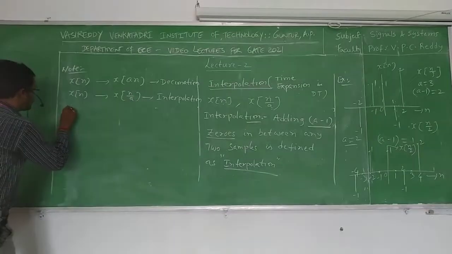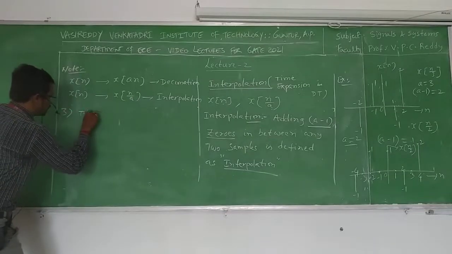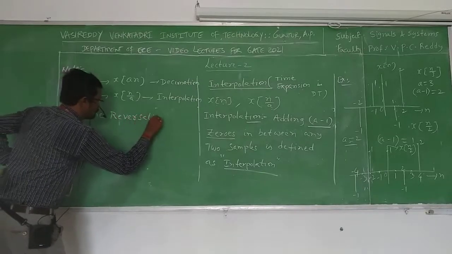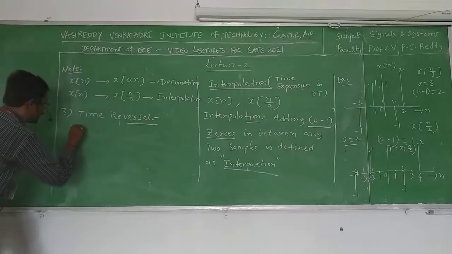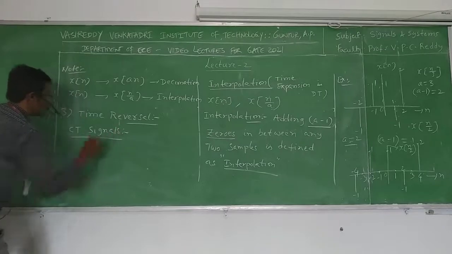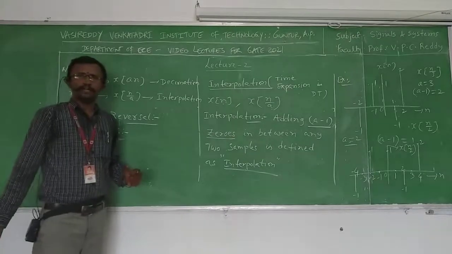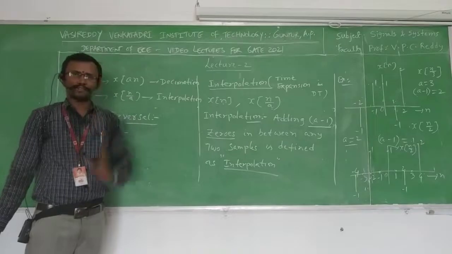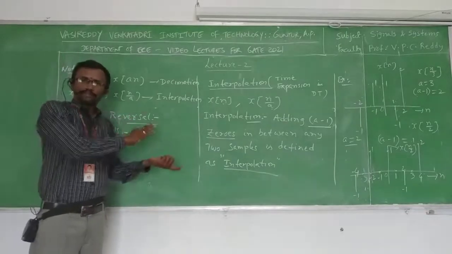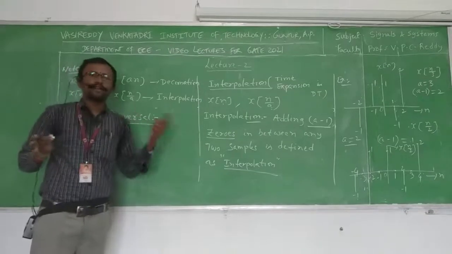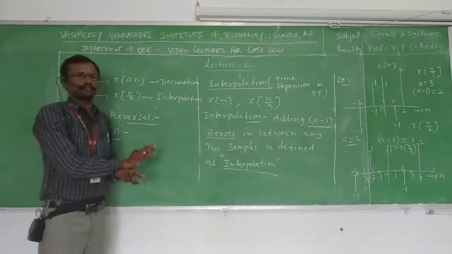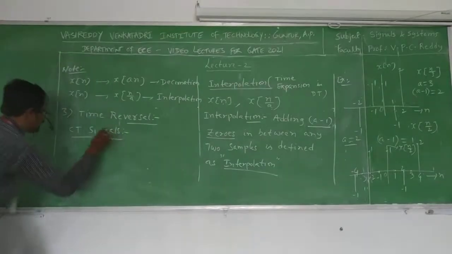Next we move on to the third one, that is time reversal. First we will see time reversal for continuous time signals. Time reversal is nothing but keeping a mirror on the y-axis. If we keep a mirror on the y-axis, the positive time axis becomes the negative time axis, and the negative time axis becomes the positive time axis. We will see a simple example for this.